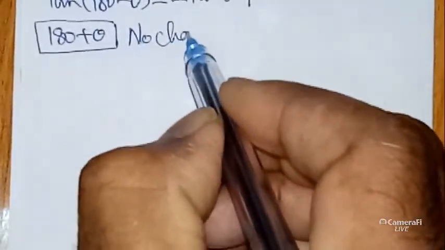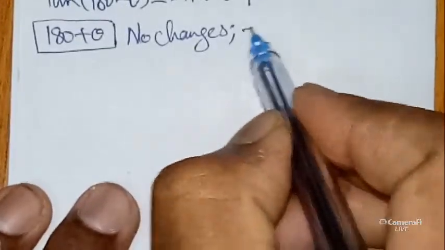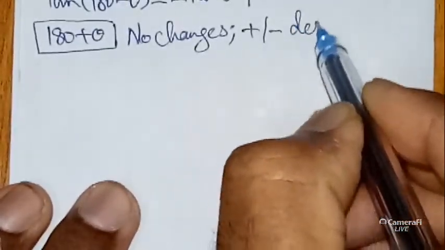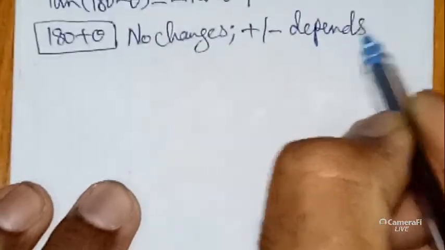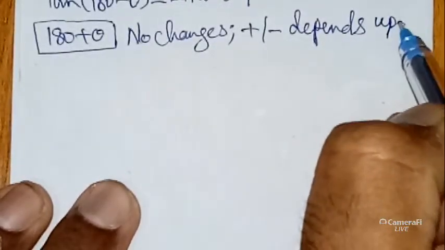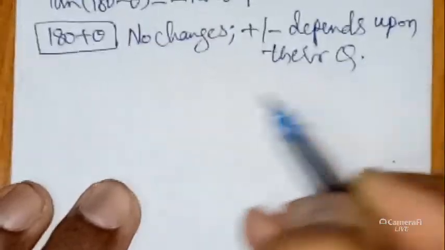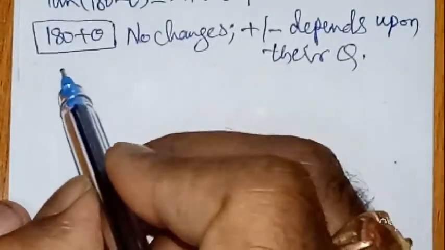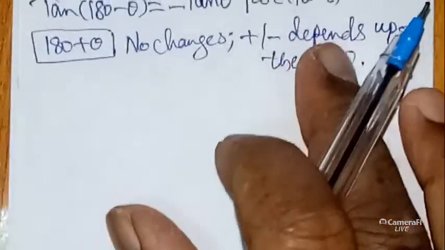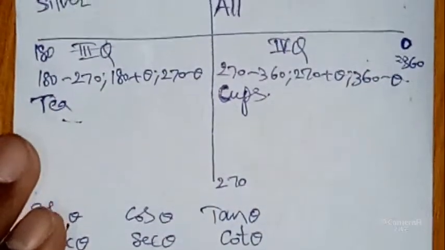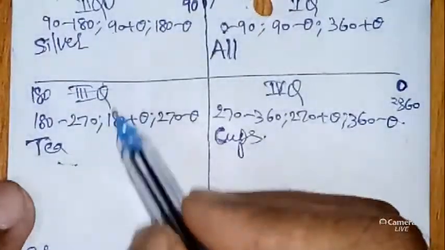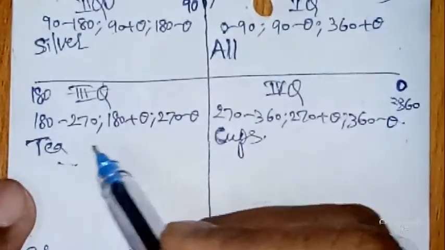180 plus theta, you can assume here no changes. Sleeping position, no changes. Plus or minus depends upon their quadrant. Next, 180 plus theta. One second, we will go to the starting. 180 plus theta is in the third quadrant.